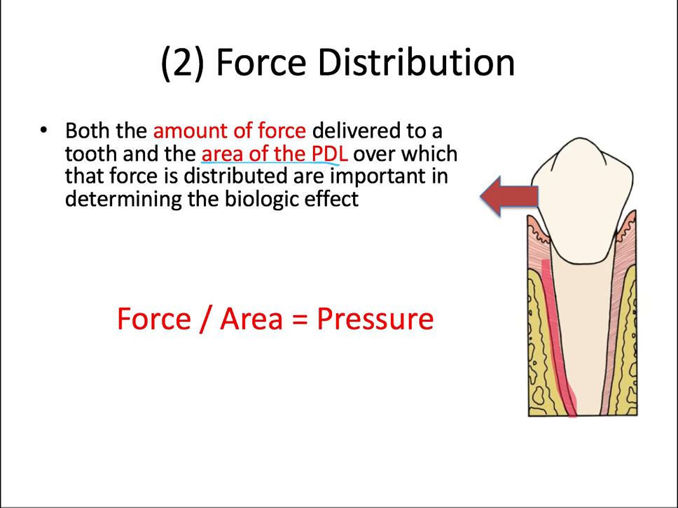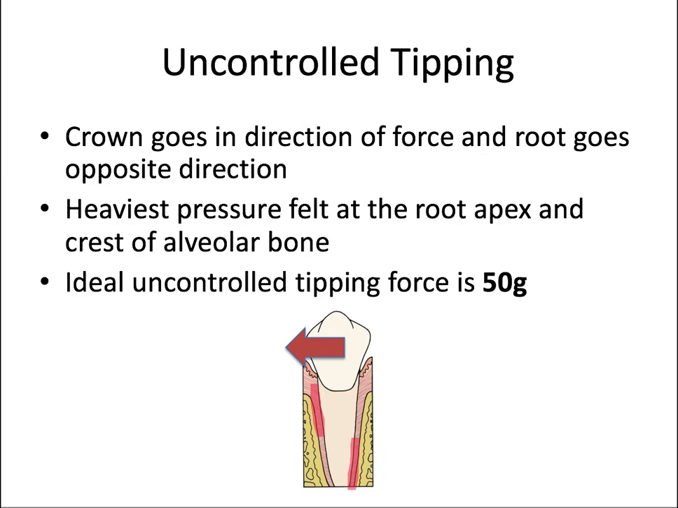So in the following slides, the loading diagram or area of compression will be shown by this red highlighter. The application of force and the direction of that force will be shown by this red arrow. So let's go through a bunch of different types of tooth movement. The first one is uncontrolled tipping. This means that the crown goes in the direction of the force and the root goes in the opposite direction.